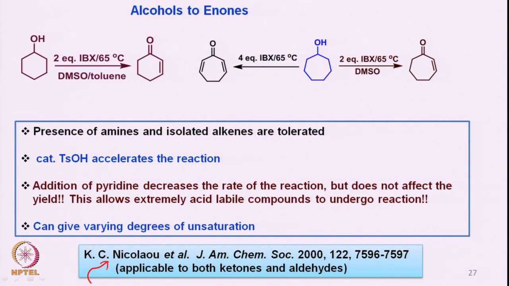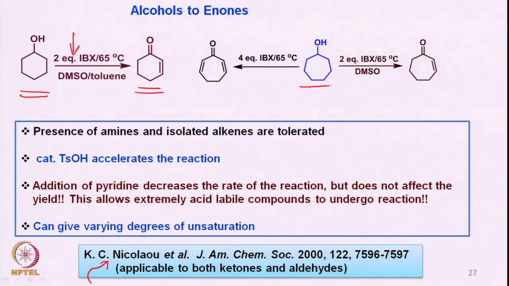Now there is another interesting aspect of this particular IBX which has been reported by a scientist named K.C. Nicolaou in the United States, who has published a large number of papers on the utility of IBX in various organic transformations. For example, here if you take an alcohol, a cyclohexanol, and use one equivalent of IBX, it will convert to the corresponding cyclohexanone. If one takes 2 equivalents of IBX at 65 degrees in DMSO toluene, you straight away can get the corresponding enone. Now this is an interesting reagent aspect, because such conversion of an alcohol to the corresponding enone is somewhat difficult, or it takes a few steps.